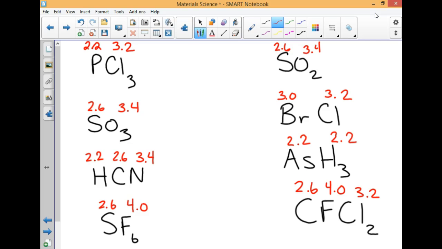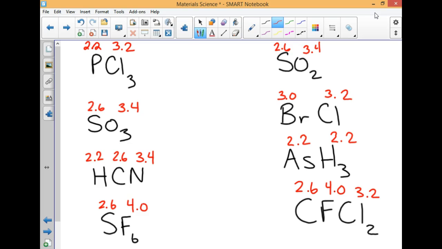There is a difference of 1.0 between these two sides of the molecule. This first one is going to be a polar covalent molecule. In the second one, you have a difference of 0.8. It will also be a polar covalent molecule.